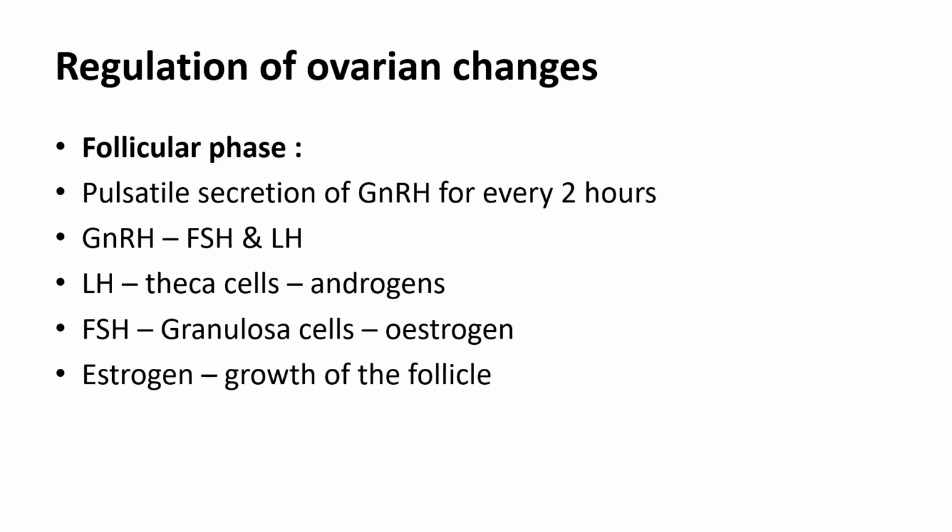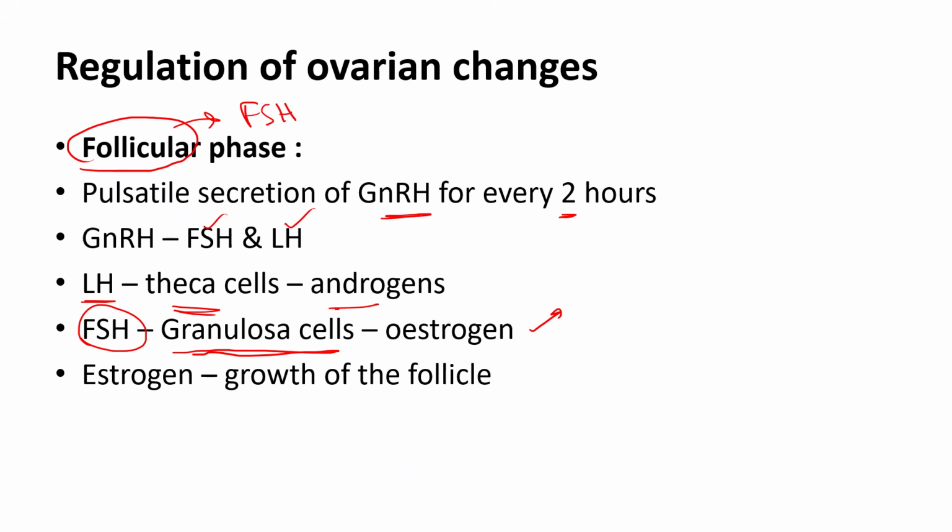So follicular phase. The name itself is saying follicular phase, so it is primarily dependent on FSH. GnRH will be secreted pulsatilely, and the GnRH will cause the release of FSH and LH. Now FSH will act over the granulosa cells to produce estrogen and LH acts over theca cells to produce androgens. This estrogen, which is produced from the granulosa cells, will further help in the growth of the follicle.